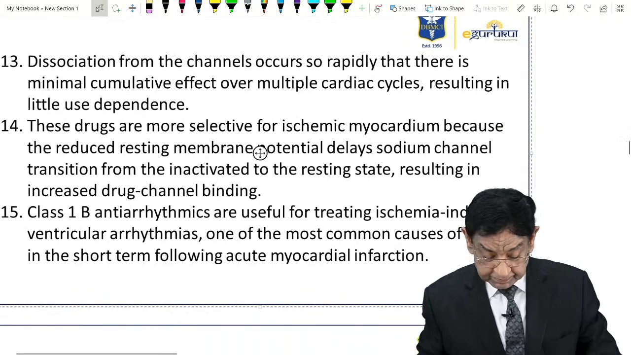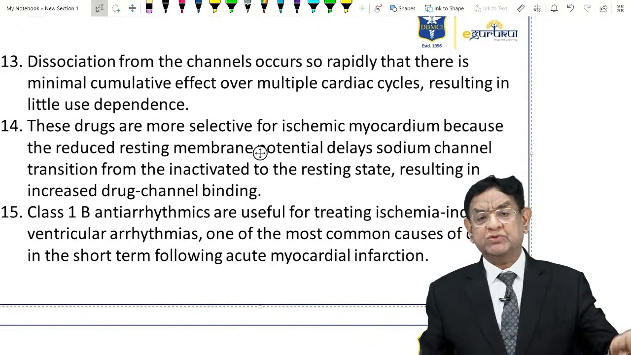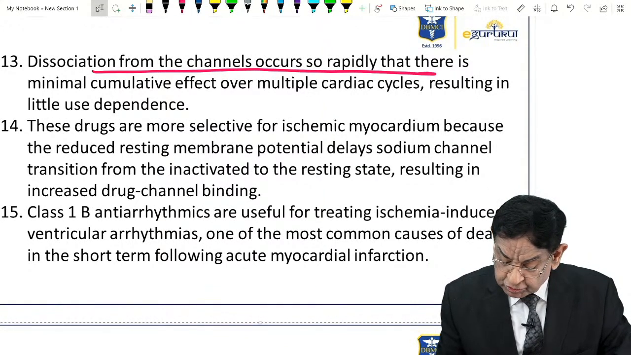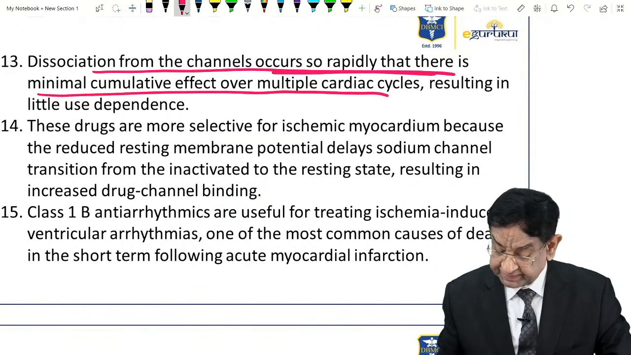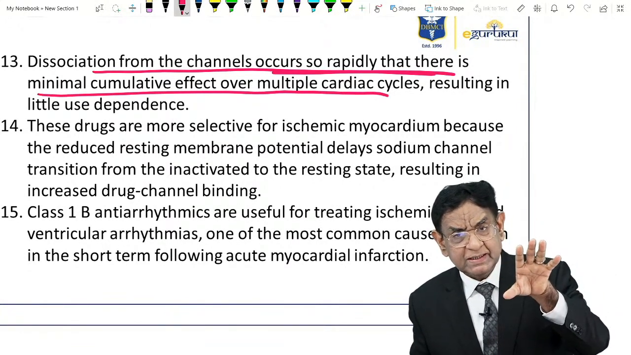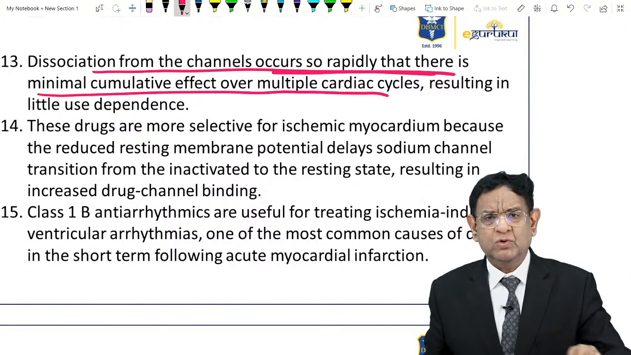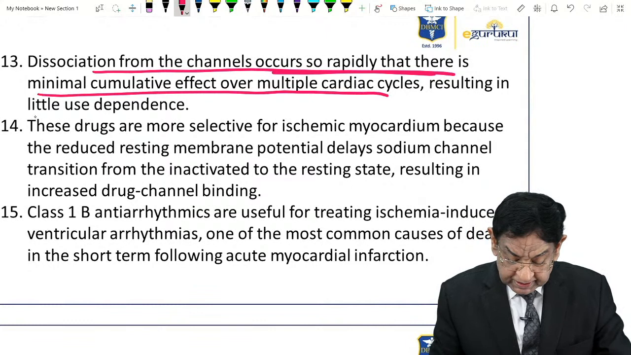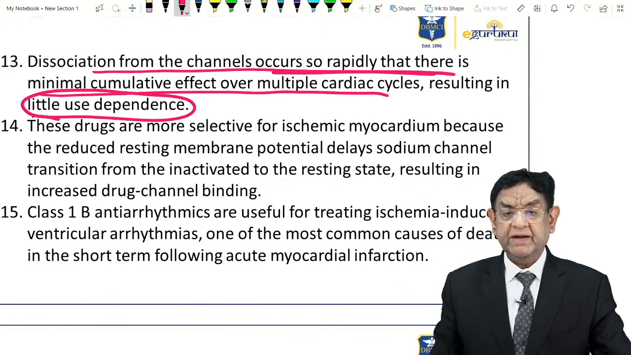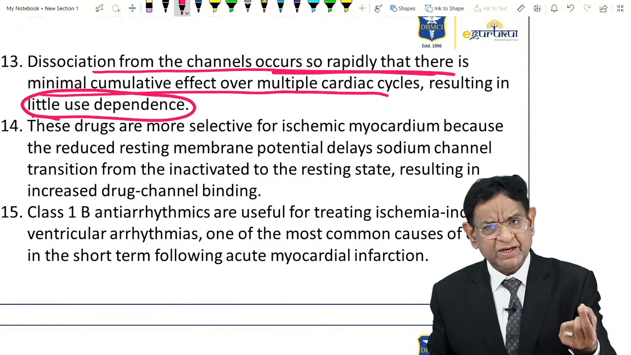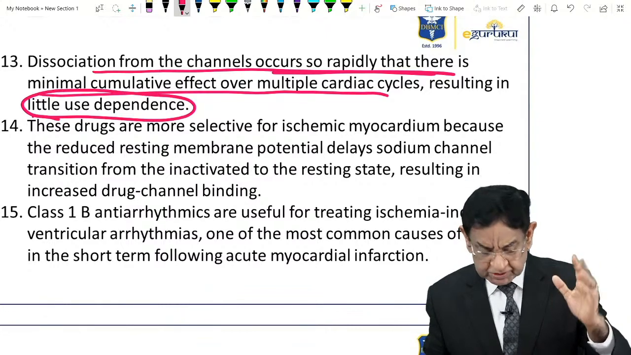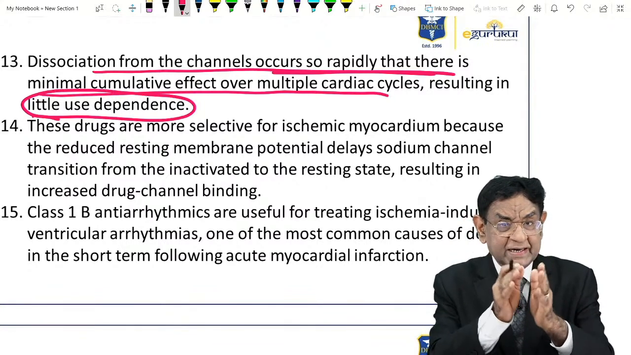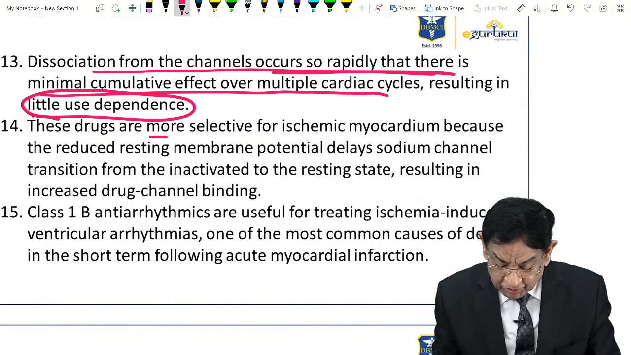Now let's talk about class 1B drug. Class 1B drug is lidocaine. Dissociation is so rapid that there is minimal cumulative effect. So class 1B, they go and they don't get attached. They just go as a visitor. They go and come back. So they have little use dependence because they only have a transient stay, they don't stay for a longer time. But the point to be noted is that since they get attached and come back very fast, they are very good for ischemic myocardium.